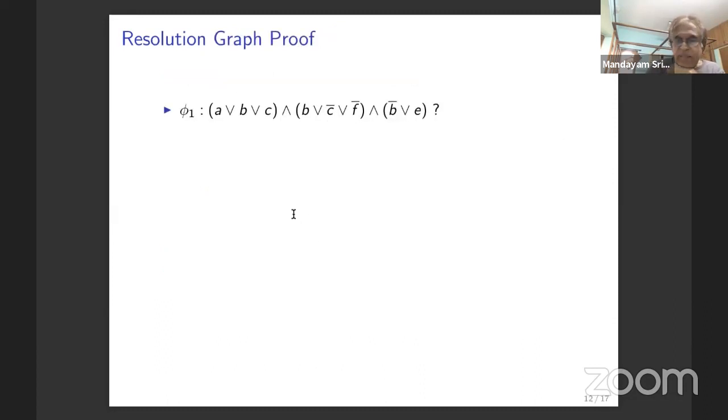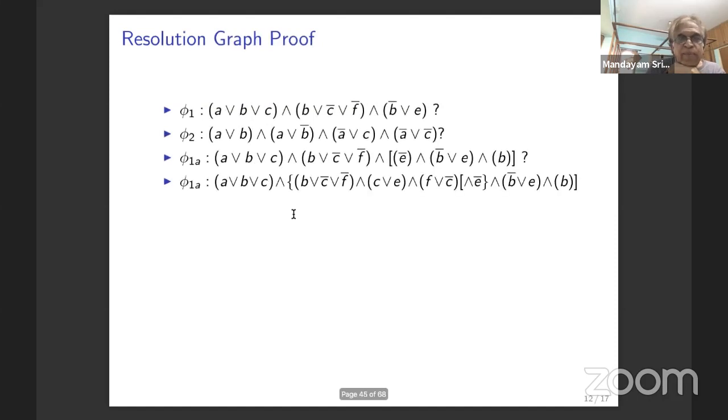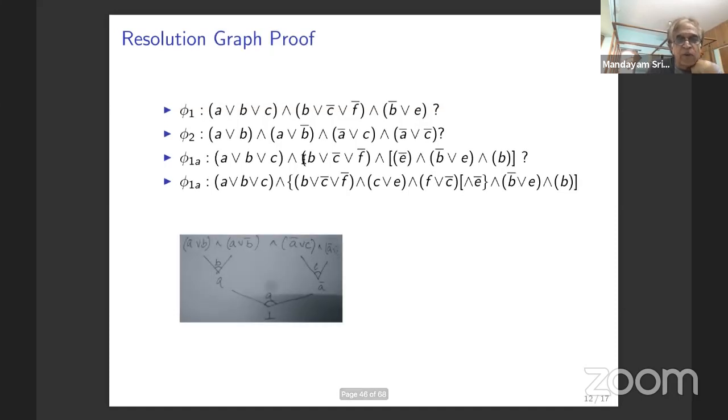So let's see with this. I have three examples to illustrate three things, and a proof is sometimes called a resolution graph. For the first one, phi 1, the resolution proof is shown in this picture. Oh, this is for phi 2, I'm sorry, not for phi 1. For the formula phi 2, which is unsatisfiable, phi 1 is trivially satisfiable.